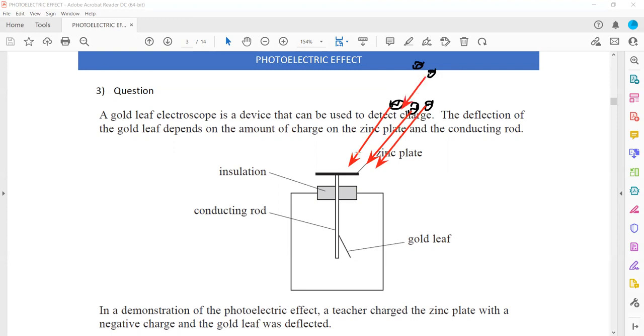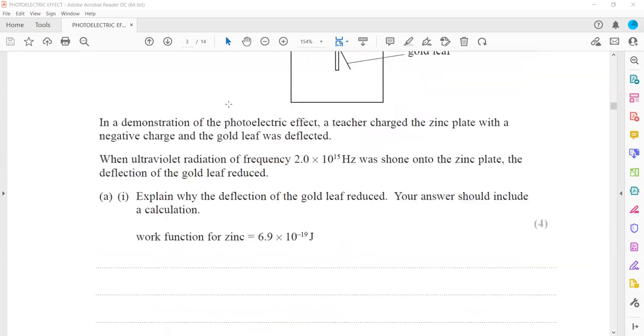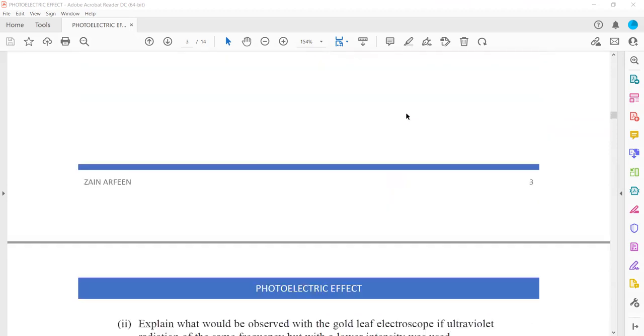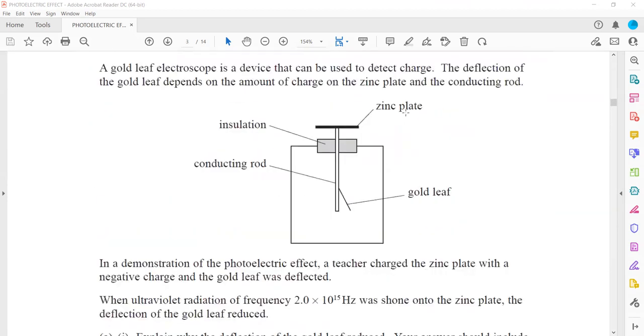It does not change. So the only thing that happens is that the number of electrons coming out will change. Changing the number of photons will change the number of electrons, but not the energy at which these electrons are coming out. So what will be the observation here if we use a lower intensity?